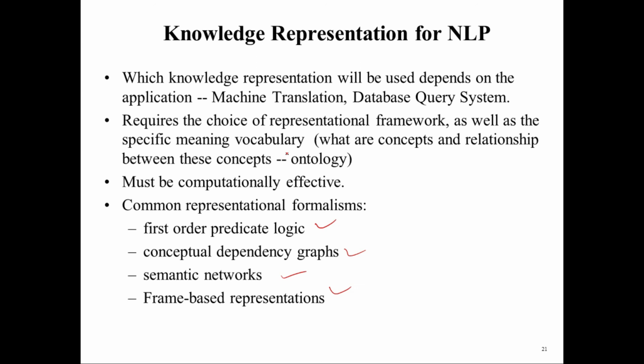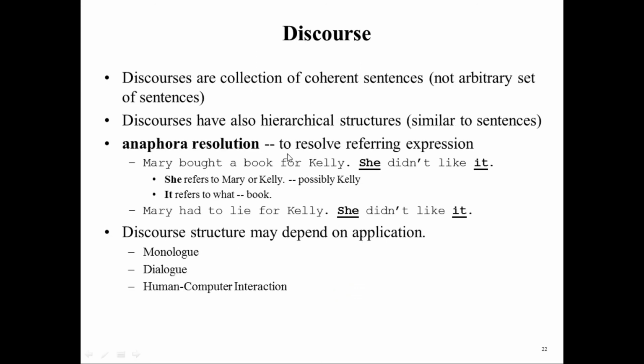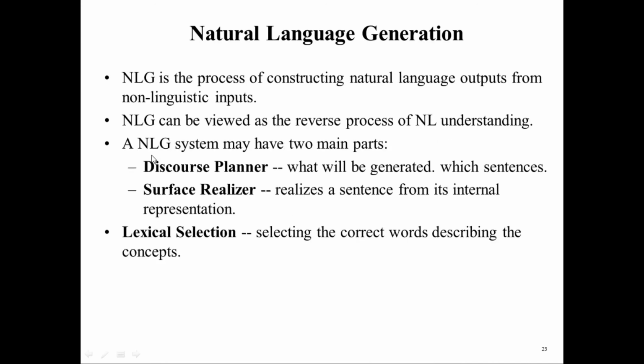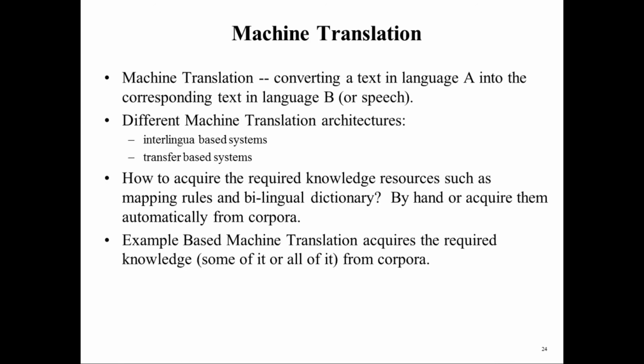So discourse, I already told you, is a collection of coherent sentences, not arbitrary ones. Discourses also have a hierarchical structure. So next one is natural language generation, which we already covered, and machine translation. So I think this is enough for this lecture.